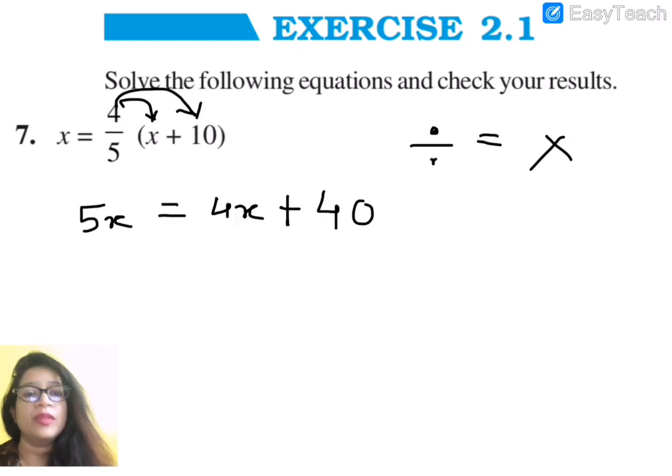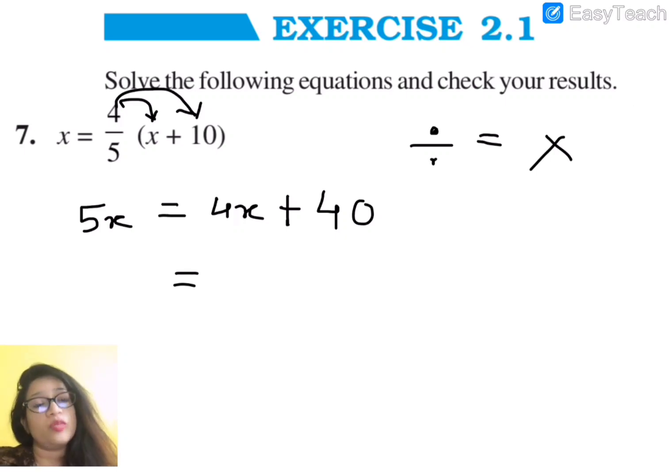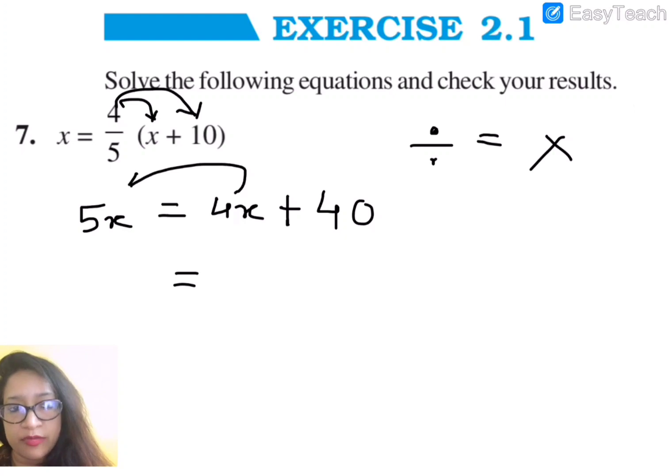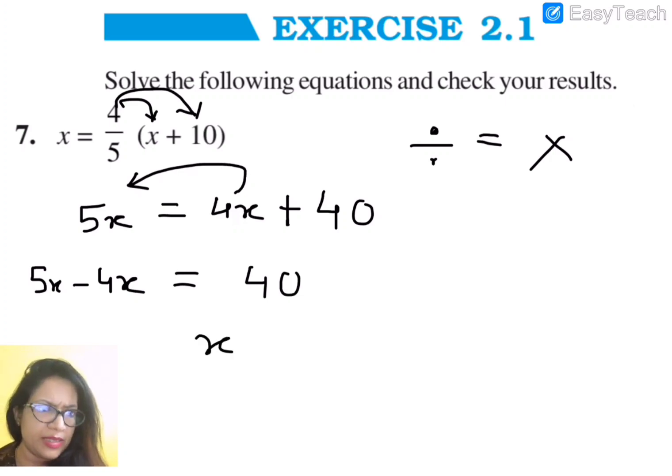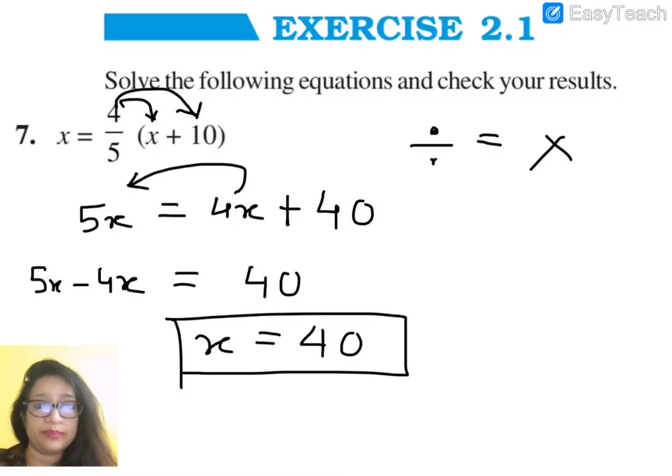Now it has again become a simple equation. We know that we need to put the variables on one side and numbers on the other side. So we put this 4x on this side, and it will be 5x minus 4x is equal to 40. That means x is equal to 40. So this is the solution. Perfect.